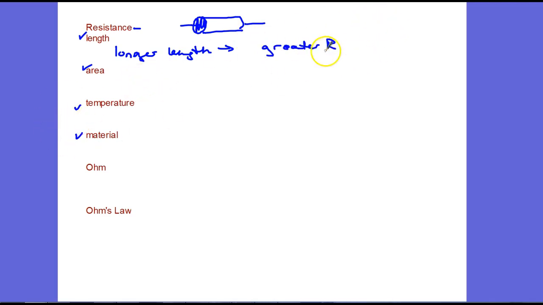Resistance, the symbol is R. The unit is the ohm. The symbol for the ohm is the Greek letter omega. The bigger the area, well, the fatter it is, the easier it is for current to flow. The bigger the area, the smaller the resistance.